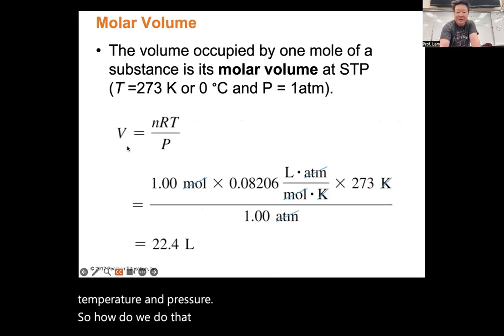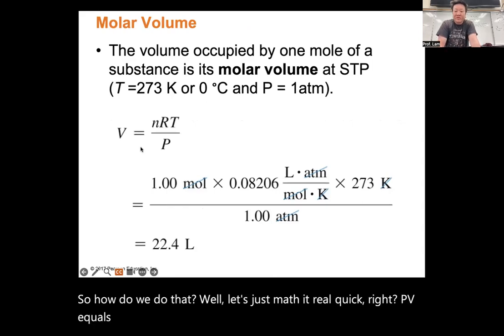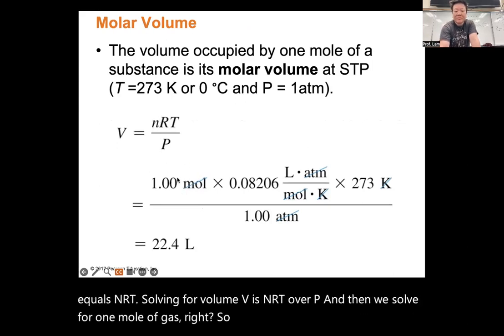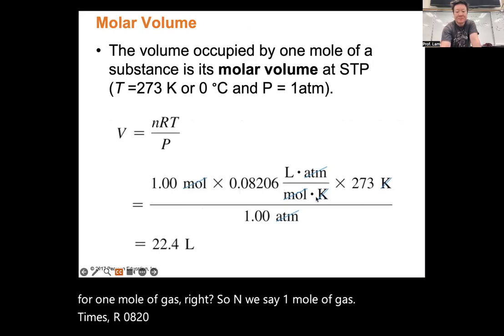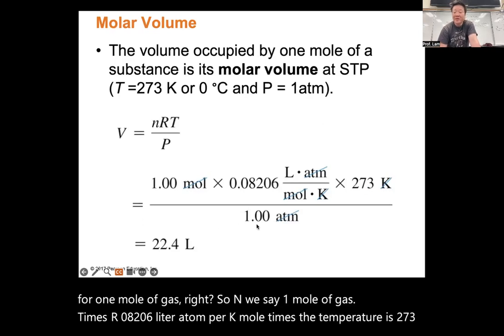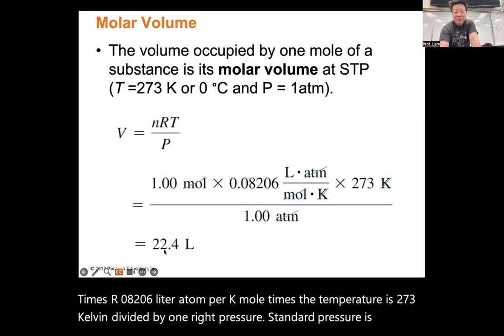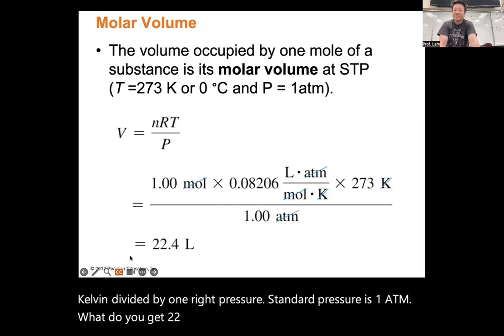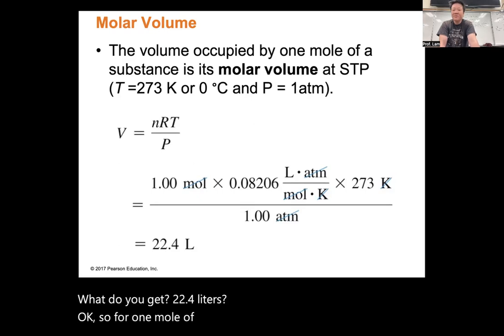Well, let's just math it real quick, right? PV equals nRT. Solving for volume, V is nRT over P. And then we solve for 1 mole of gas, right? So n, we say 1 mole of gas, times R, 0.08206 liter atm per K mole, times the temperature, 273 Kelvin, divided by 1 atm, standard pressure. What do you get? 22.4 liters. Okay, so for 1 mole of gas, the volume that gas occupies is 22.4 liters at STP.